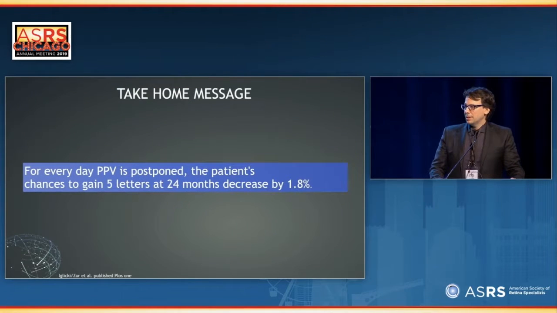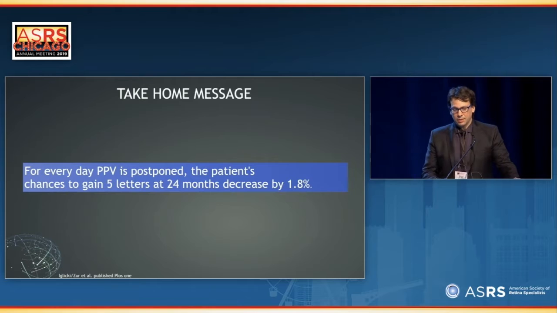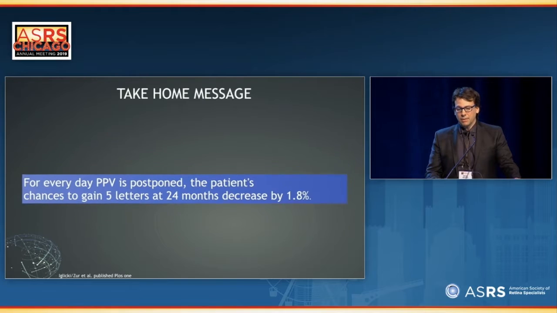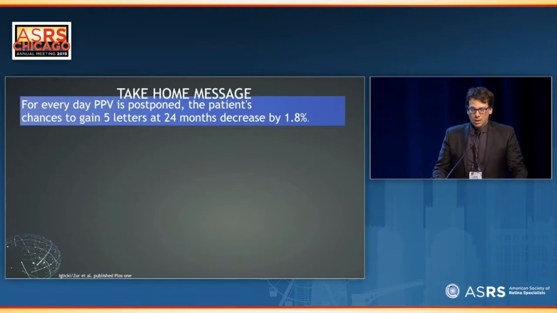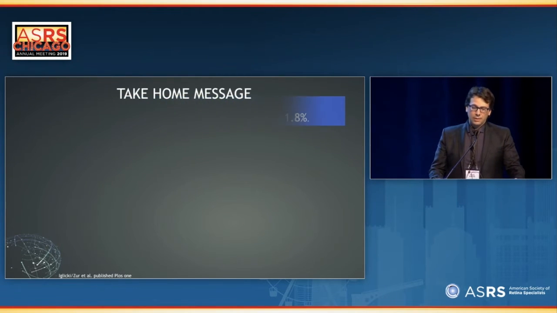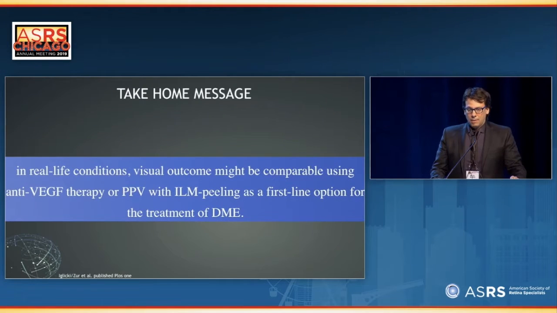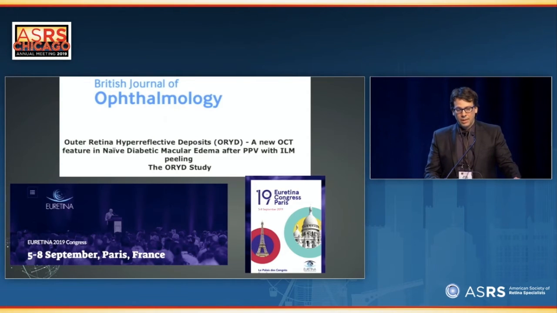So we were surprised about how this worked, but the take-home message is that for every single day we postpone every single agent, in this case vitrectomy, the chances to gain 5 letters decrease by 1.8 for every single day. It doesn't matter if we start with anti-VEGF, DEX implant, vitrectomy, that's what happens. But what was more astonishing for us is that in real life, visual outcomes might be comparable using anti-VEGF therapy or pars plana vitrectomy with ILM peeling as a first-line option for DME in naive patients. We are going to present a sub-analysis in an upcoming Retina paper.